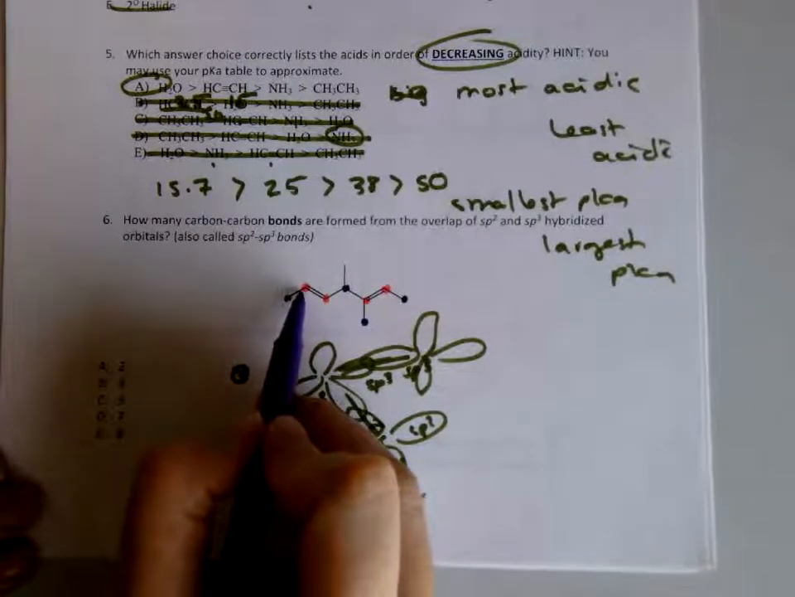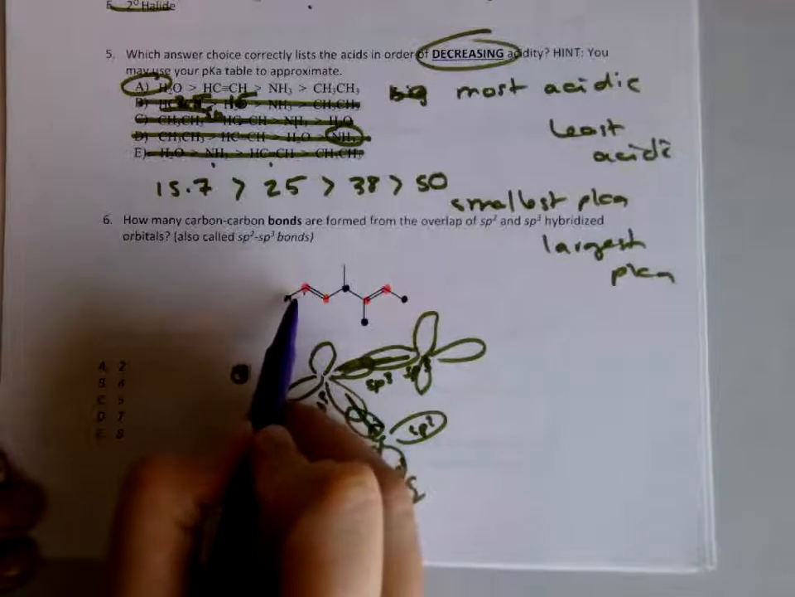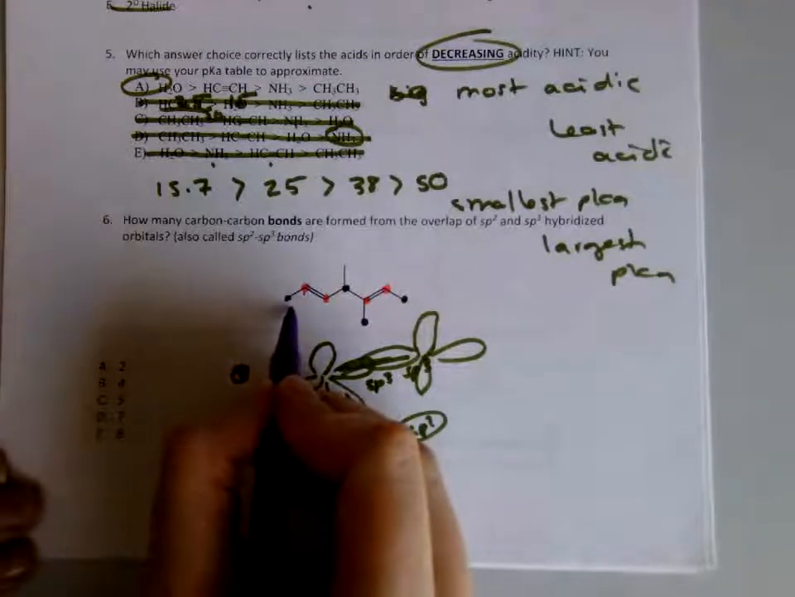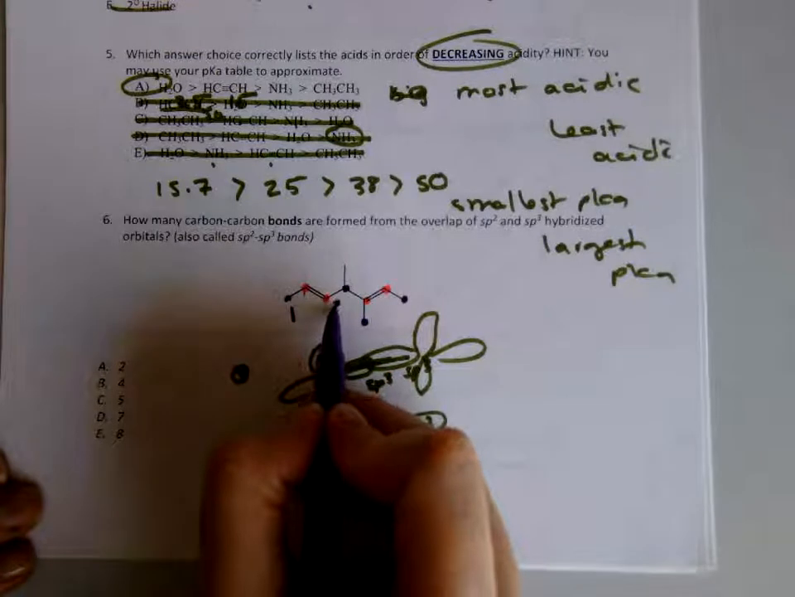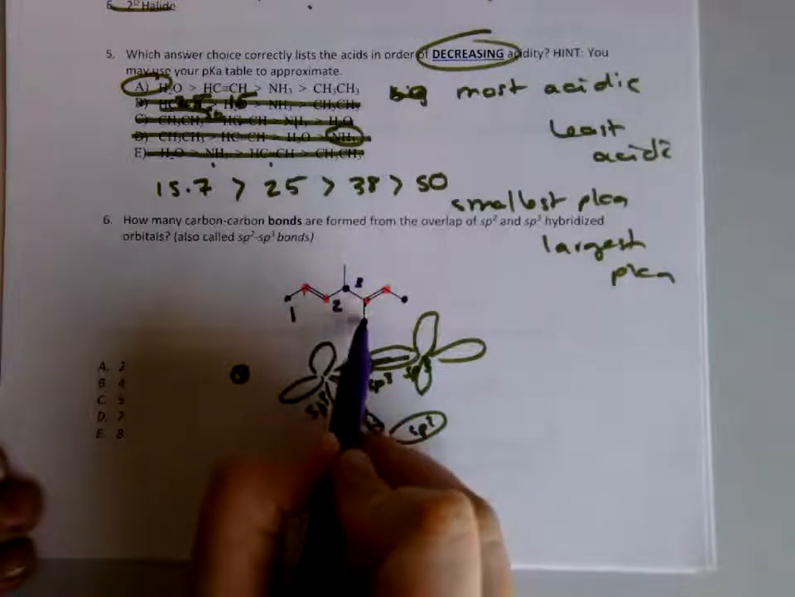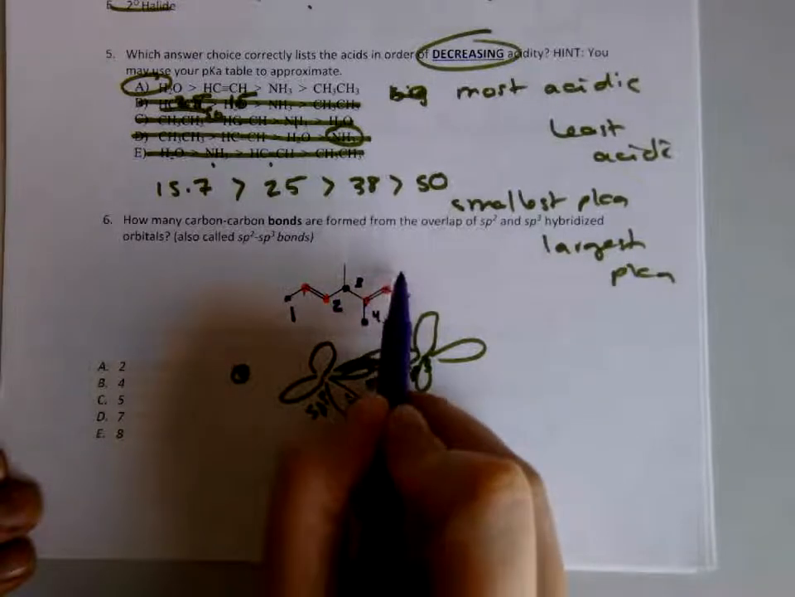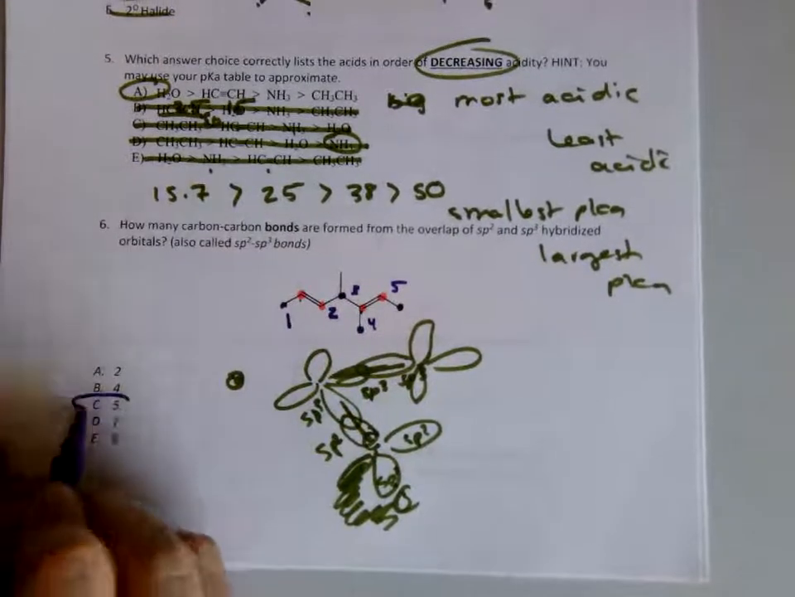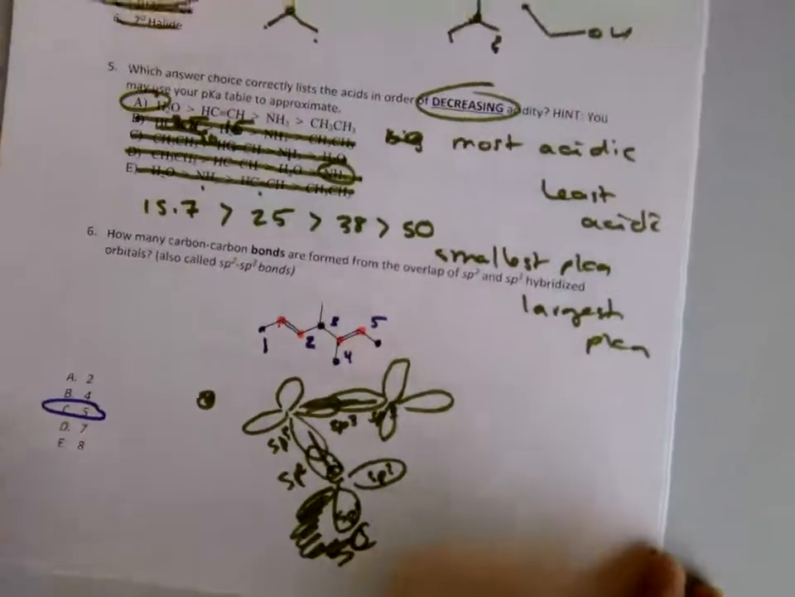So right here, I see a bond that's overlapping between an sp2 hybrid orbital and an sp3 hybrid orbital. So that's 1. I see the same thing over here, that's 2. Now this sp2 and this sp3, that's 3. This sp2 and this sp3, that's 4. This one and this one, that's 5. So I see a total of 5 sp2, sp3 bonds.